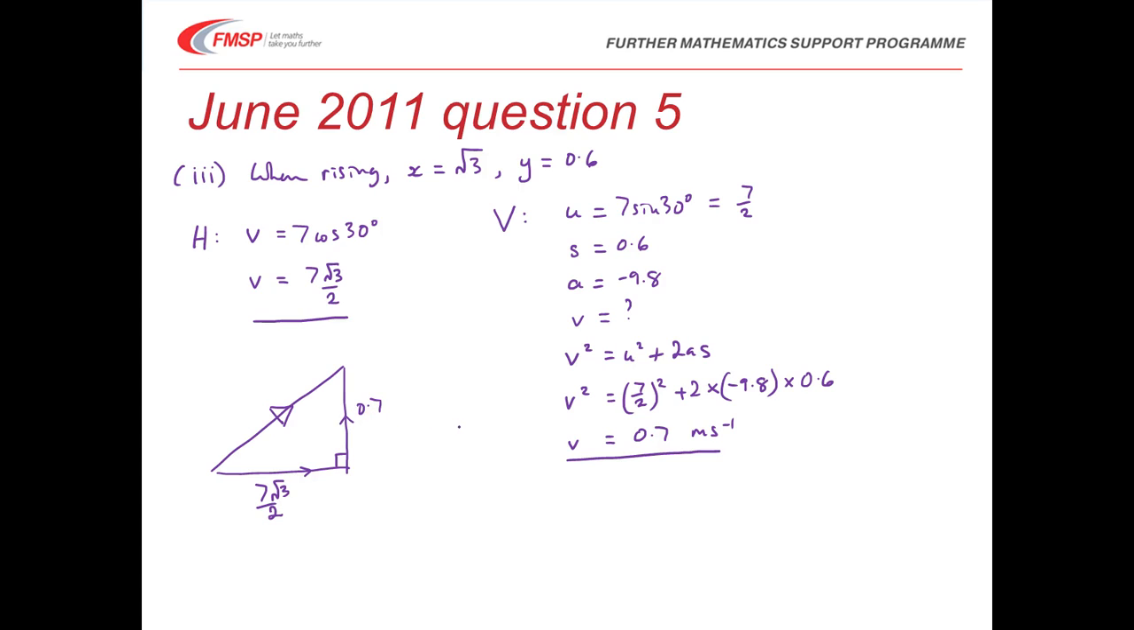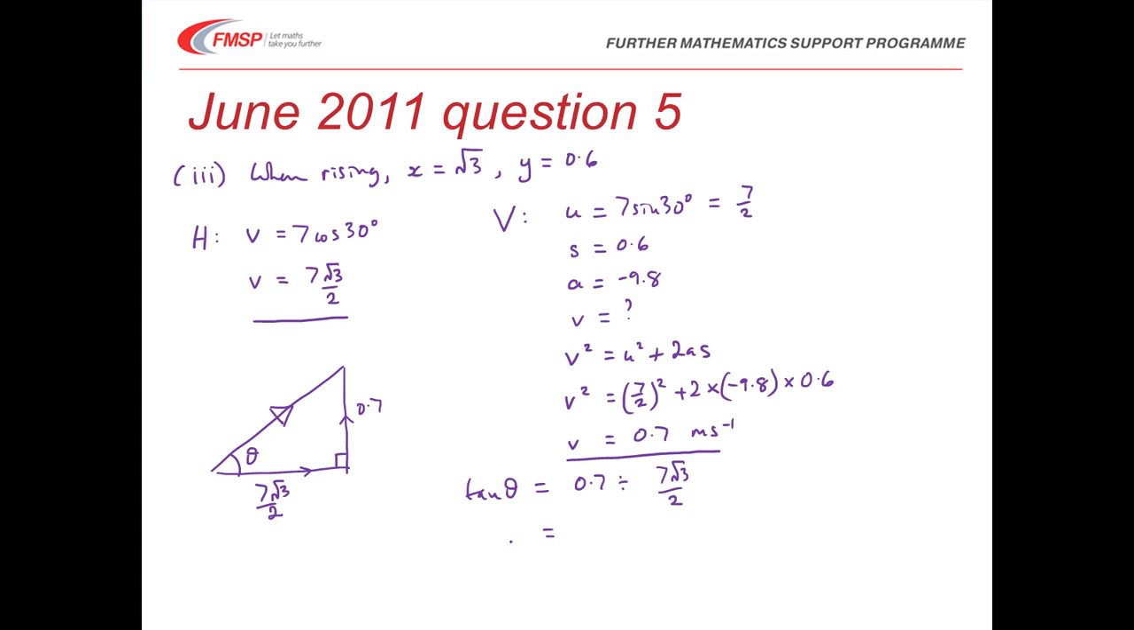So the question, I'm just going to check and see the exact wording of the question to make sure that I answer it in the form they want. Find the direction of motion of the particle. Well, I think I'd probably give the direction of the motion as from the horizontal, because that's the kind of angle we were given to start with. So what can I say about theta? That tan of theta equals the opposite, 0.7, divided by the adjacent, which is 7 root 3 over 2.